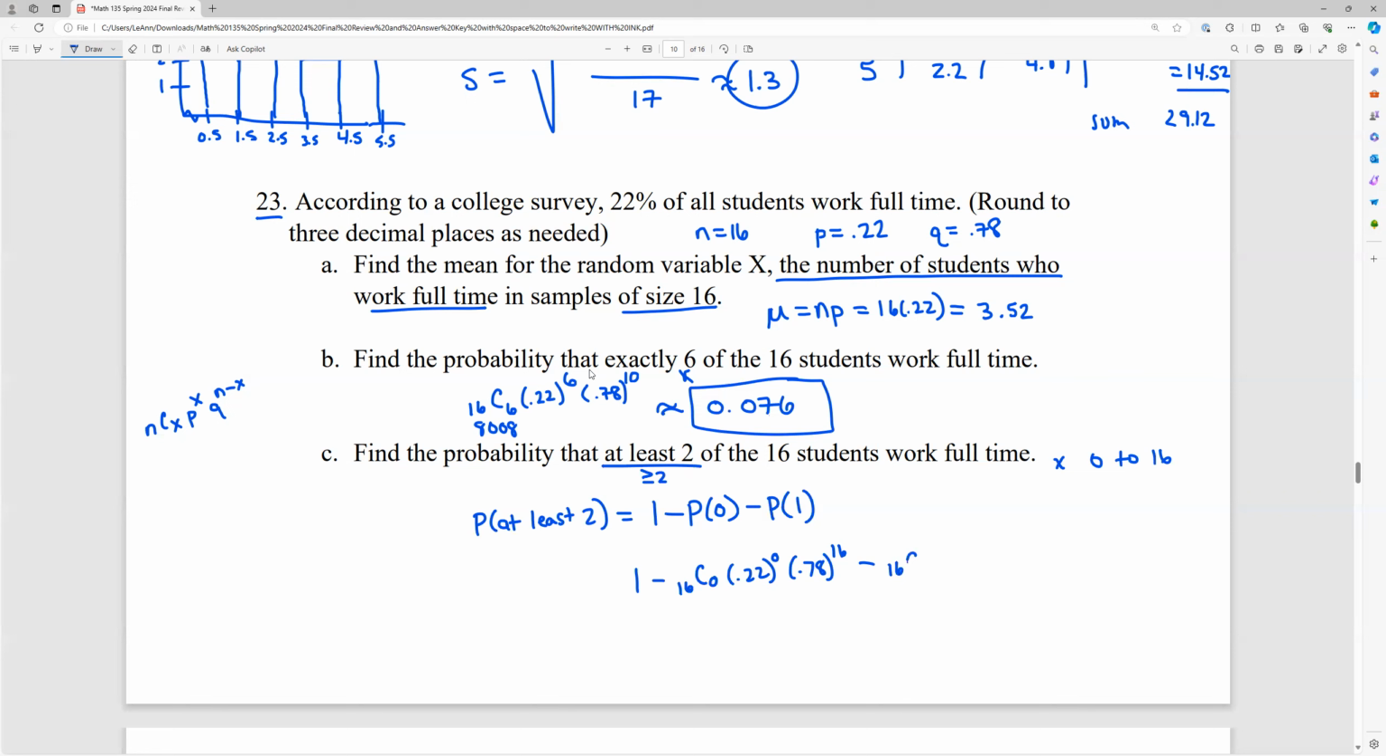Then we're going to have 16 choose 1 for picking 1 person to be a full-time worker. And then we have 0.22 for 1 success, which means we have 15 failures in that scenario. Okay. So we're going to work out both of those. So 16 choose 0 is 1, times 0.22 to the 0, which is still 1, because anything to the 0 power is 1. So it's really just that 0.78 to the 16.